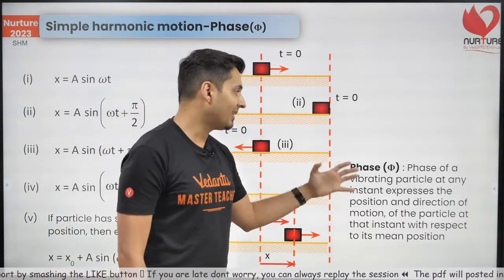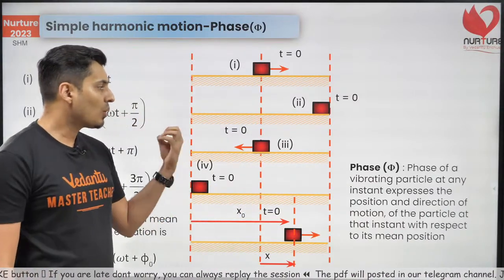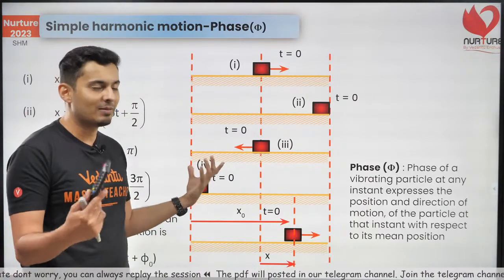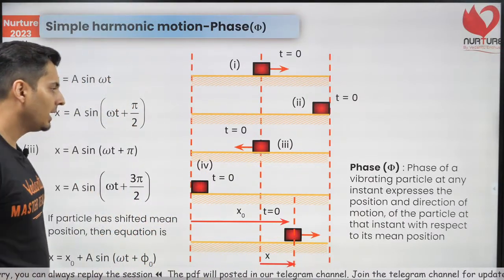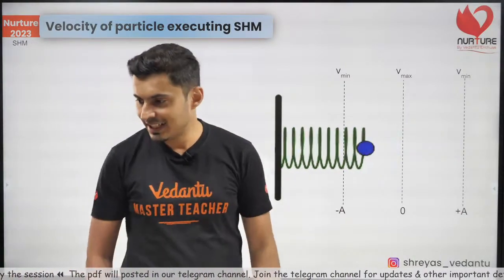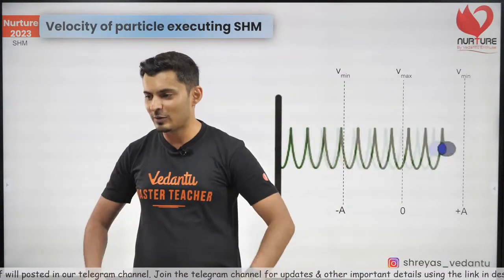The phase of any oscillating or vibrating particle at any instant tells you where it is at that point when you just open your eyes, or basically when time is equal to 0. Okay, so that's what it is. Fair enough. Let's move to two simple equations and then we'll solve lots and lots of questions.